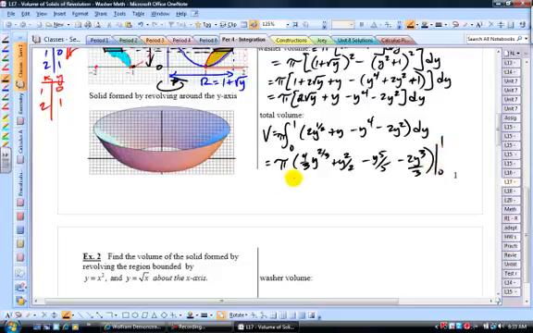And when you get this, what you get is pi times basically the coefficients, 4/3 plus 1/2 minus a 5th minus 2/3. That's what you get when you evaluate at 1. And then minus 0, of course. Everything here evaluated at 0 is 0. And when you do the arithmetic and find an LCD of 30, because all these are divisible into 30, you're going to get 29 pi 30ths. And that is your exact volume in cubic units.